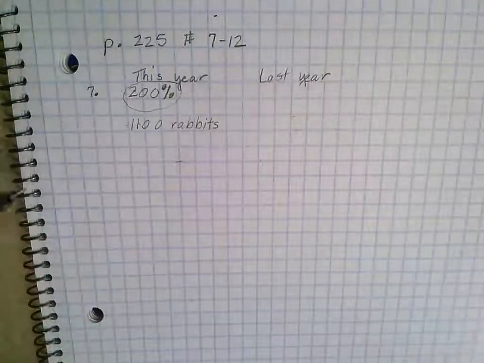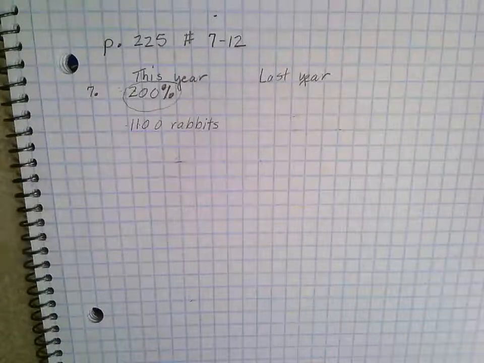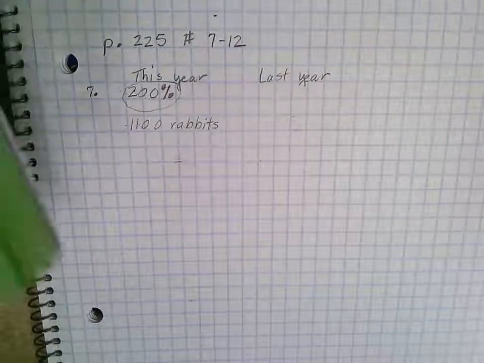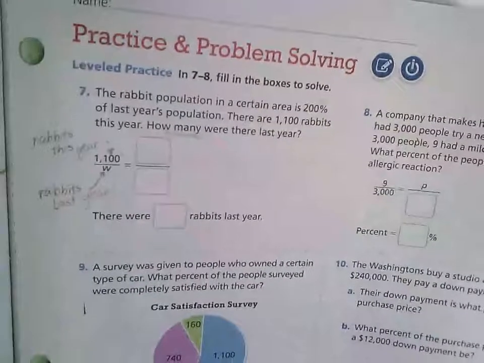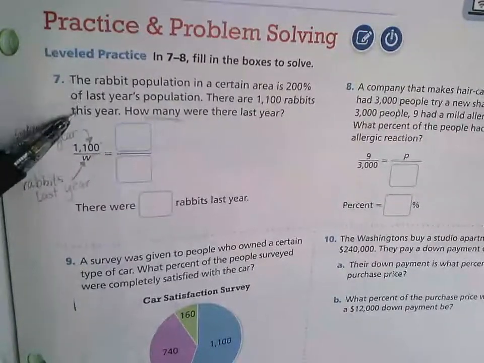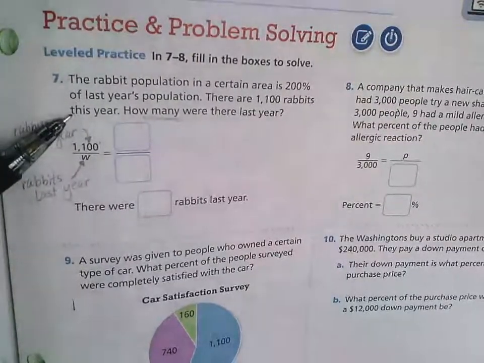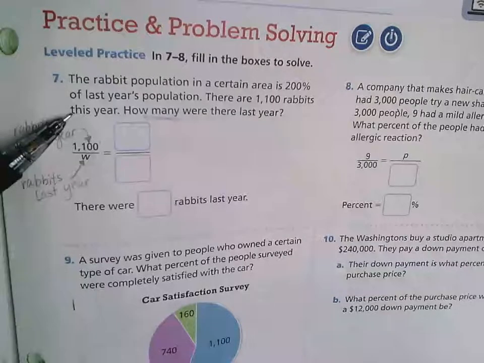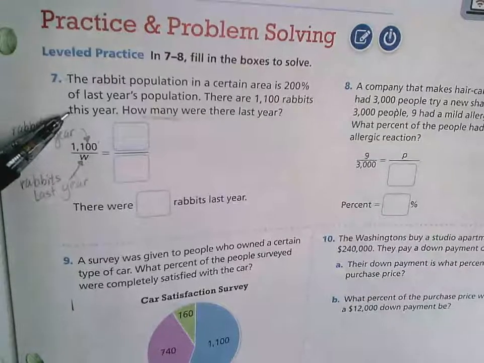Page 225, numbers 7 through 12. The rabbit population in a certain area is 200% of last year's population. There are 1,100 rabbits this year. How many were there last year?